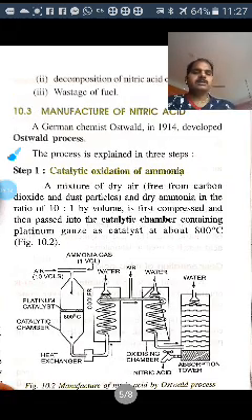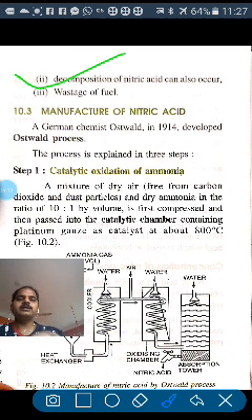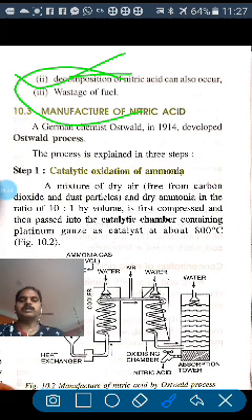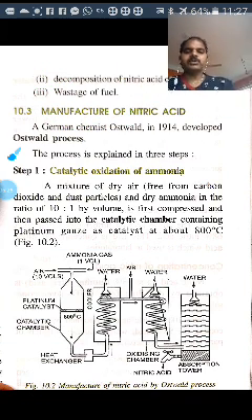For this reason, we do not use it. At higher temperature, the decomposition of nitric acid can occur, and we will of course be wasting fuel. So this is the reason we do not use higher temperature.